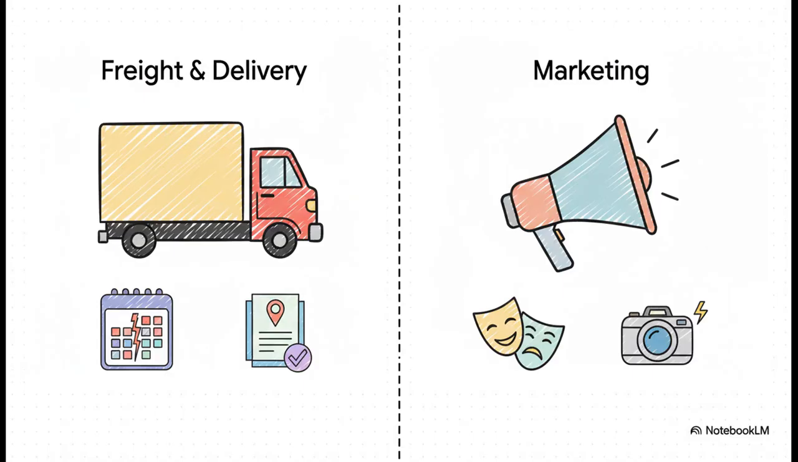And this is what you get at the end. This slide just perfectly shows the difference. On the left, you've got freight. The risk is cutoff. The purpose is to check dates. The key document is a proof of delivery. On the right, you have marketing. The risk is fraud. The purpose is to prove the event happened, and the key document is something like a photo. They are literally two different worlds.